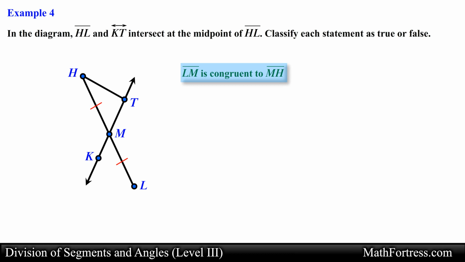The statement reads segment LM is congruent to segment MH. Looking at the diagram, we see that segment HM and segment LM are indeed congruent. So we can conclude that this statement is true. Let's take a look at the next statement.